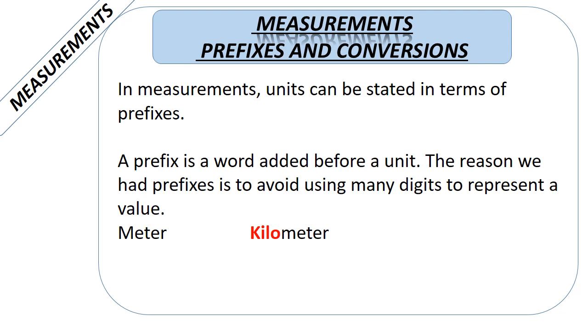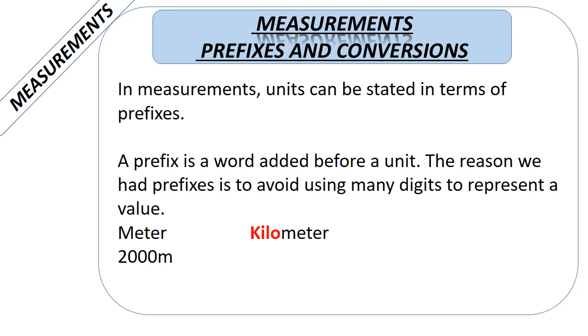So what does it mean when we say kilometer? What's the difference from meter? How does kilo change the meaning of meter? So let's say we measure something and it's 2000 meters. So in physics, measurements that are represented by many digits need to be avoided. So instead of writing 2000 meters, we can write this in a shorter version.